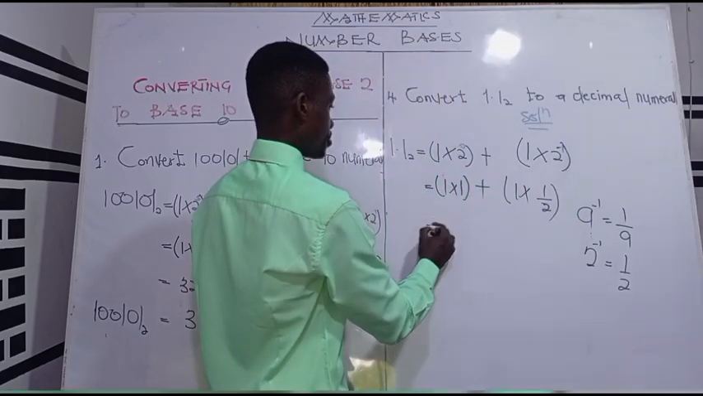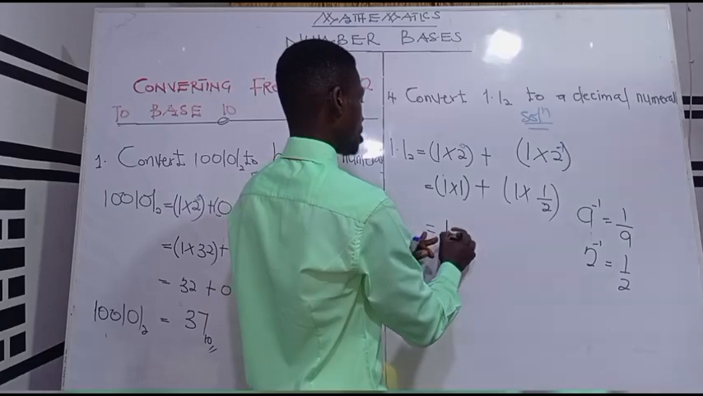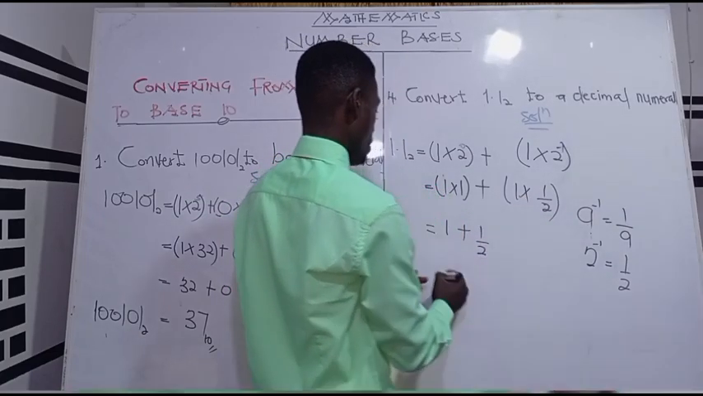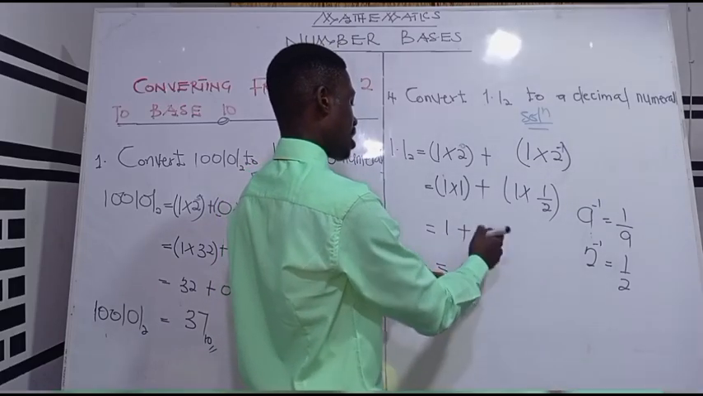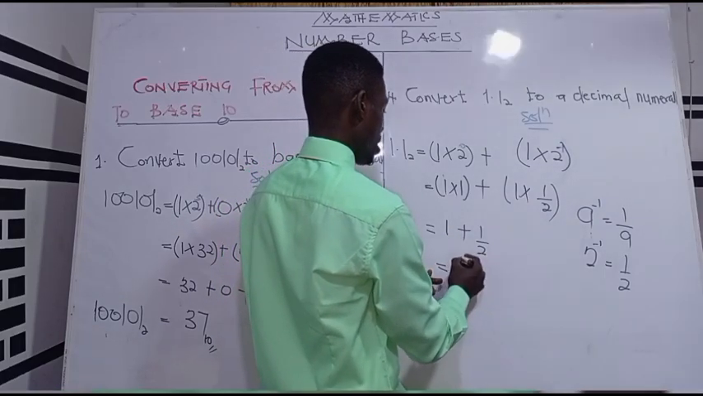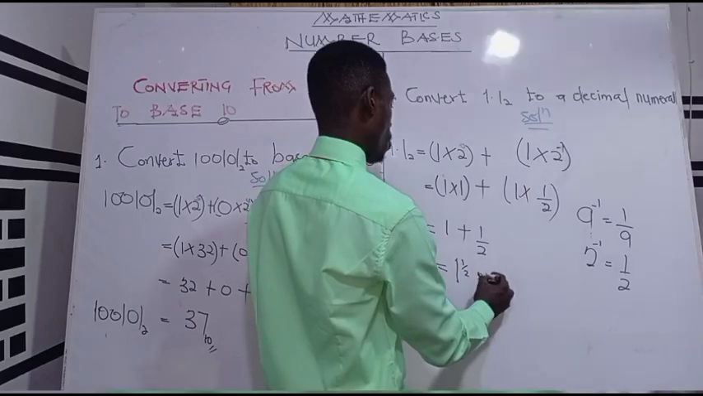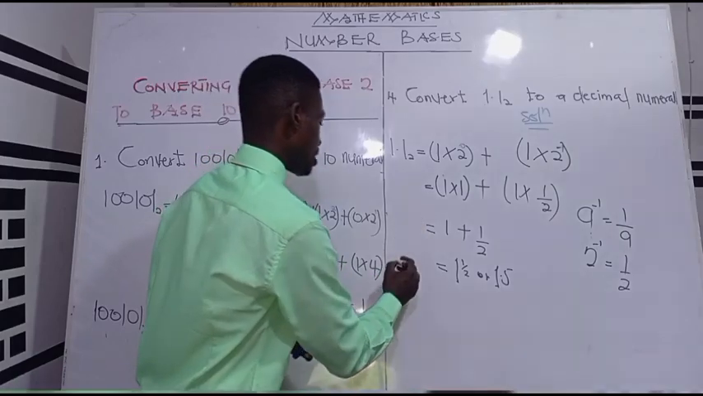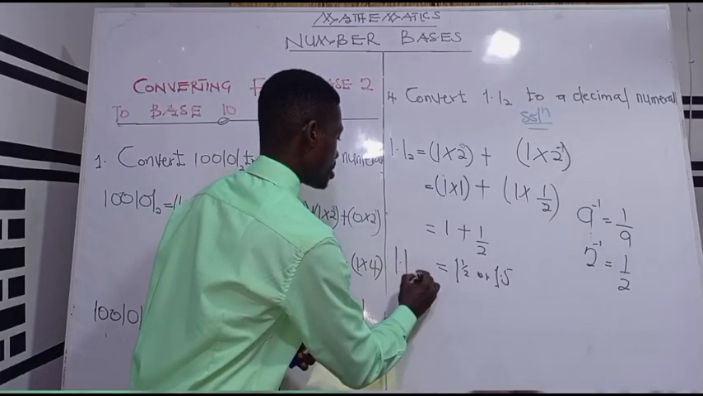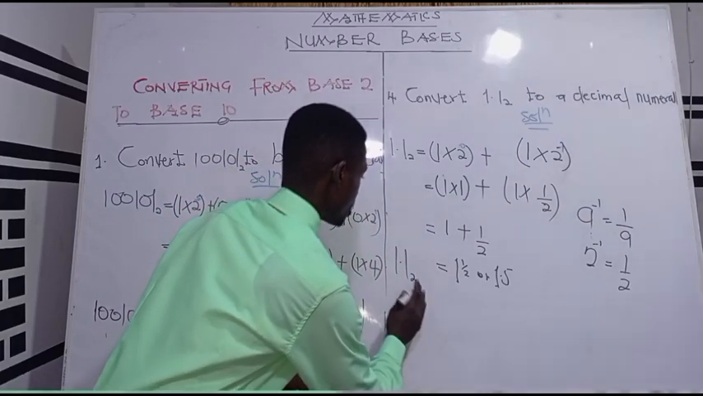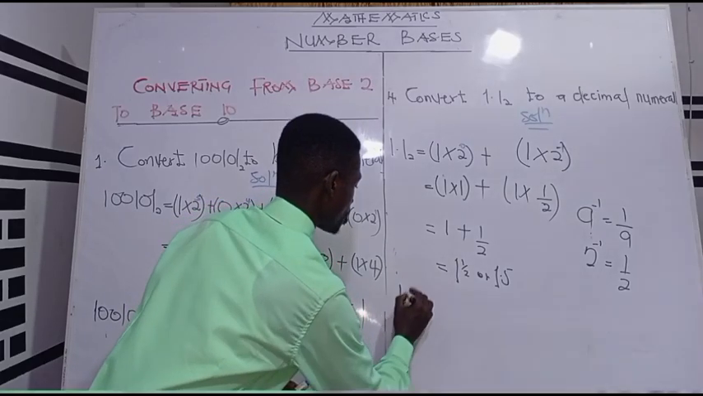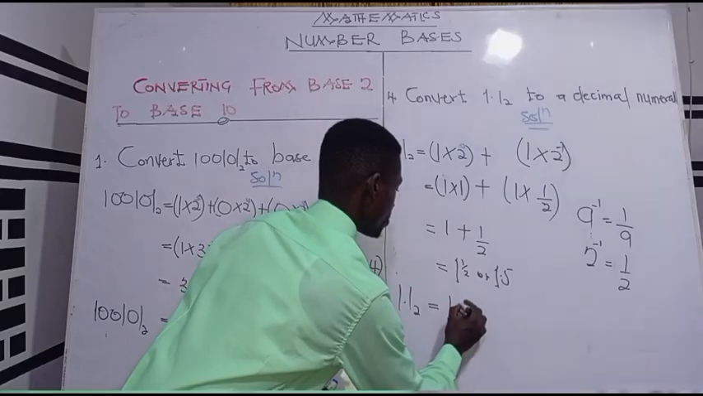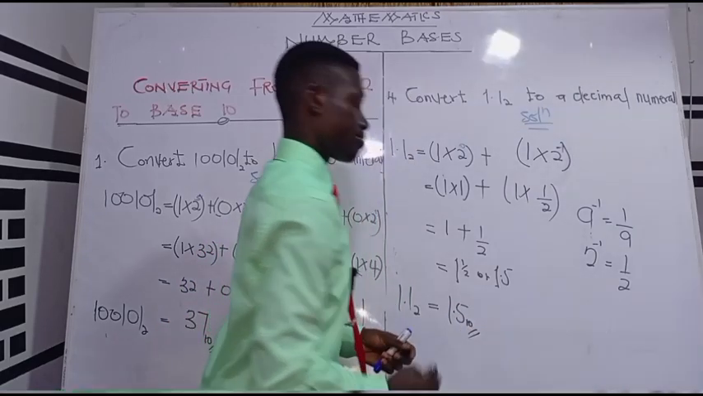Good. So 1 times 1 will give us 1, plus 1 times half will give us what? Half. So 1 plus half is what? 1 whole number, 1 over 2, or 1.5. So therefore we can say that 1.1 base 2 is equal to 1.5 base 10.